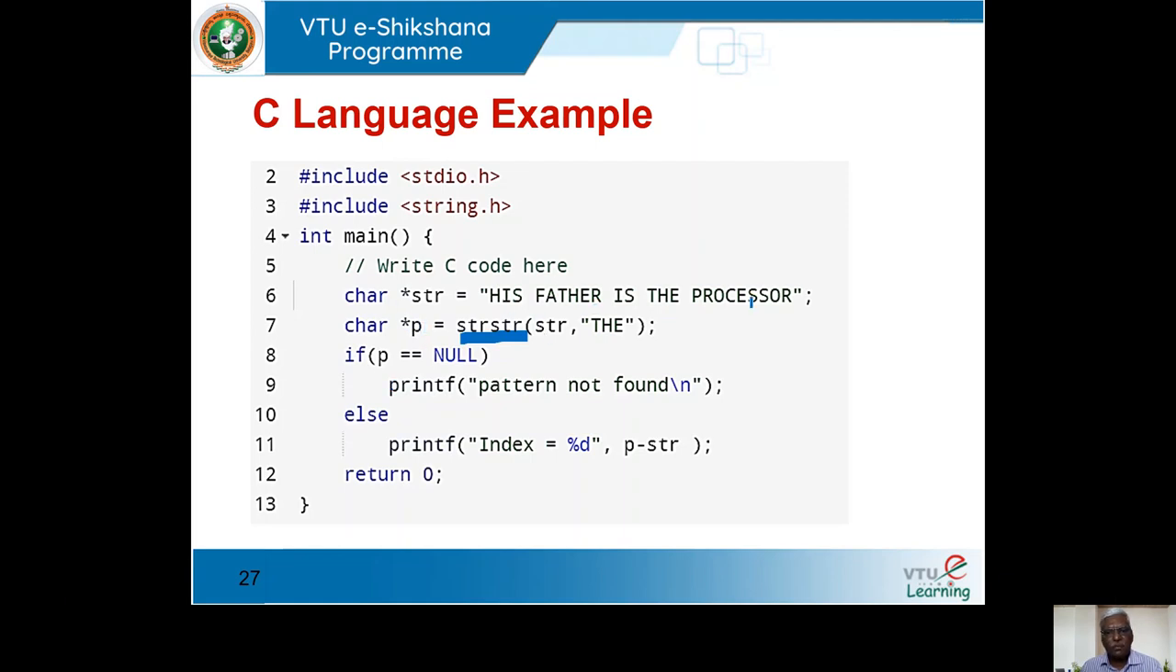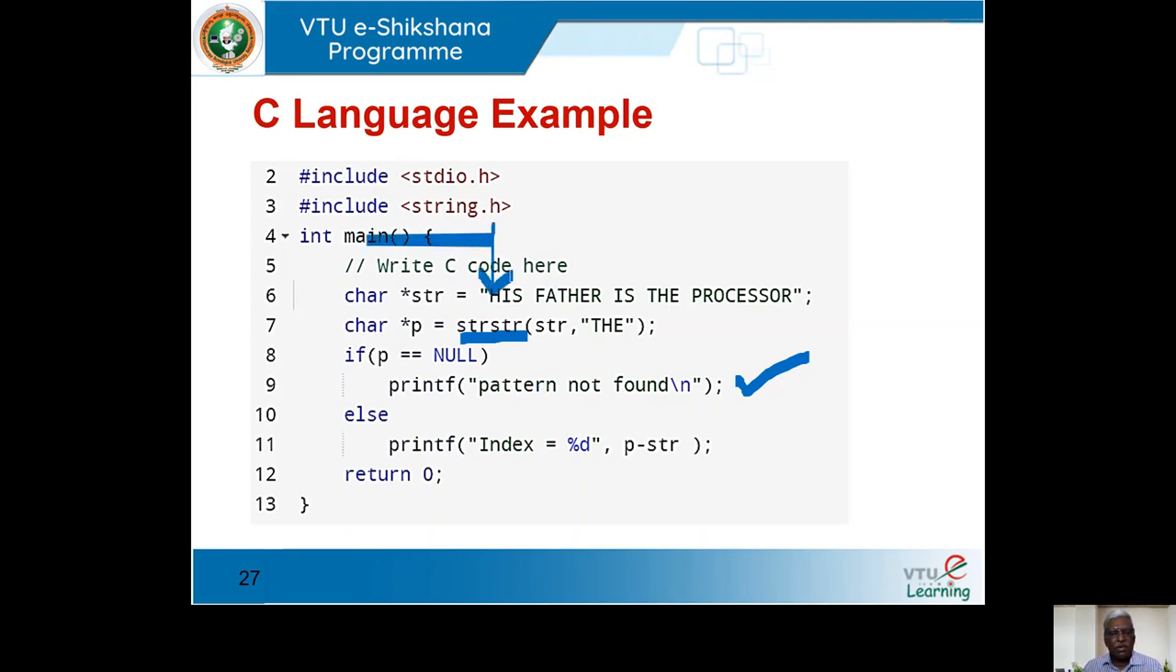Here p is the pointer, and the pattern is what is checked here. So if p is null, that means the pattern is not found. So when the pattern is not there in the text, then it returns null. Remember this, it is not zero. So if it is null, you can say pattern not found. Supposing it is not null, then it returns that position. That's a character pointer.